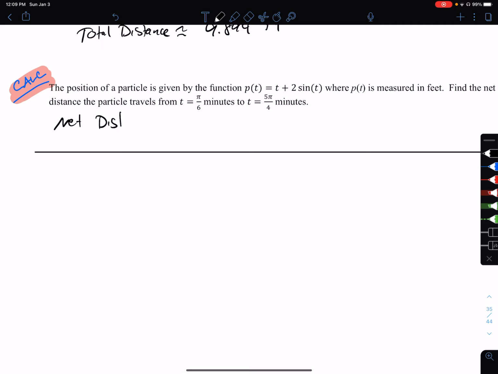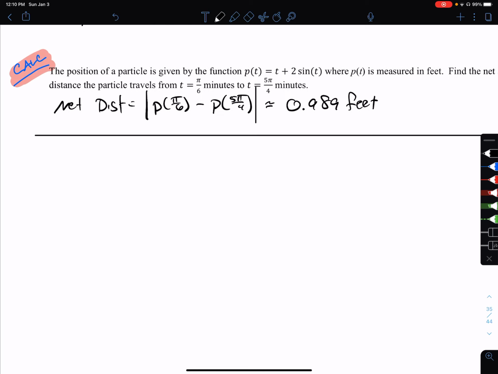Net distance is the absolute value of p at the starting time minus p at the ending time. Using a calculator, you would find that this is 989 thousandths of a foot. Does this thing change direction?